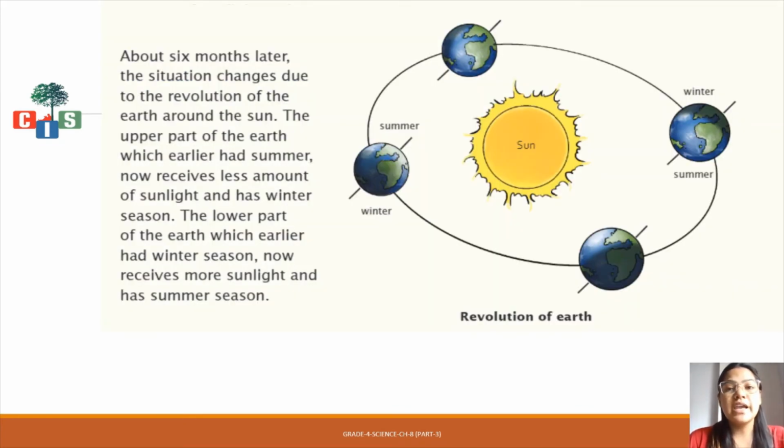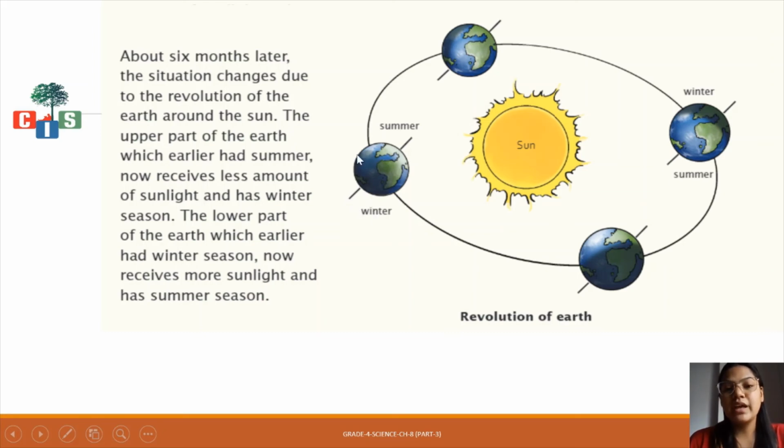Yes, so in this diagram you can see that the earth is a little tilted. It is not straight, this is straight, this is tilted. Because of that and because of the revolution around the sun, you can see in the picture that the upper part of the earth receives more sunlight. So at that time when the upper portion of the earth receives more sunlight, the upper portion will have summer season. And during that time, the lower portion of the earth will receive less sunlight, so it will have winter season.